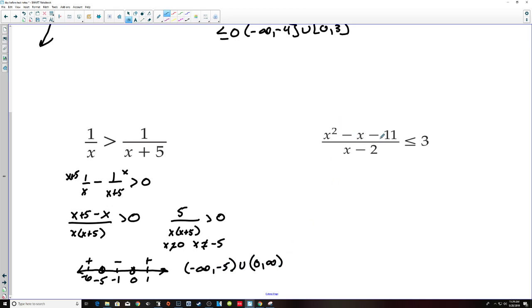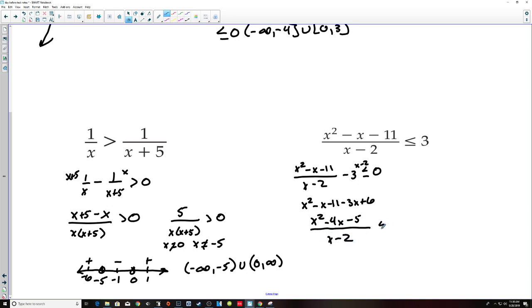Over here, again, we don't compare anything to 3. We compare stuff to 0. So we have x squared minus x minus 11 over x minus 2, minus 3 is less than or equal to 0. Now we've got to get the common denominator, so we're going to multiply the top and bottom by x minus 2. X squared minus x minus 11 minus 3x plus 6. We get x squared minus 4x minus 5, and that's over the common denominator of x minus 2.